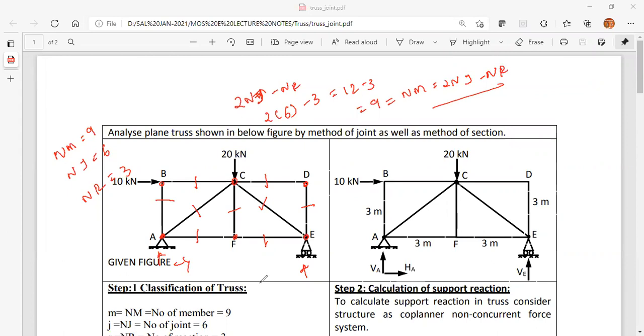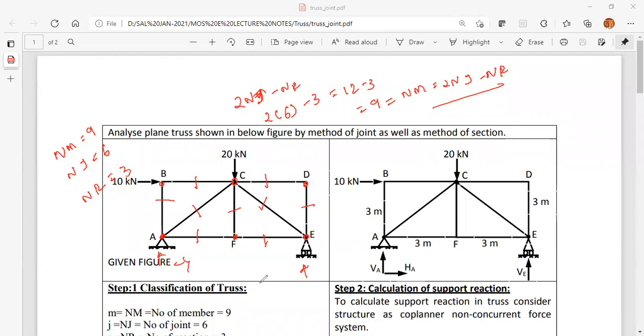First of all, you need to check whether the given truss is perfect or not. Now, we need to make our truss a perfect one, and only then are we able to analyze such a structure. First of all, humko structure ko perfect ya statically determined banana padega. Now in this particular semester, we are dealing with only statically determined or perfect trusses.